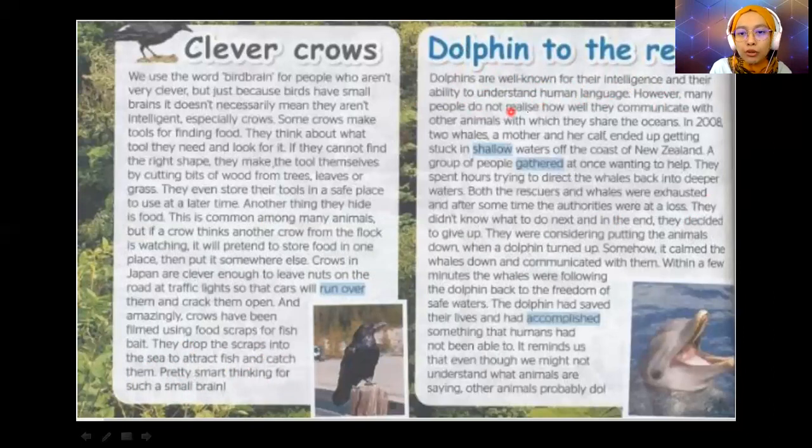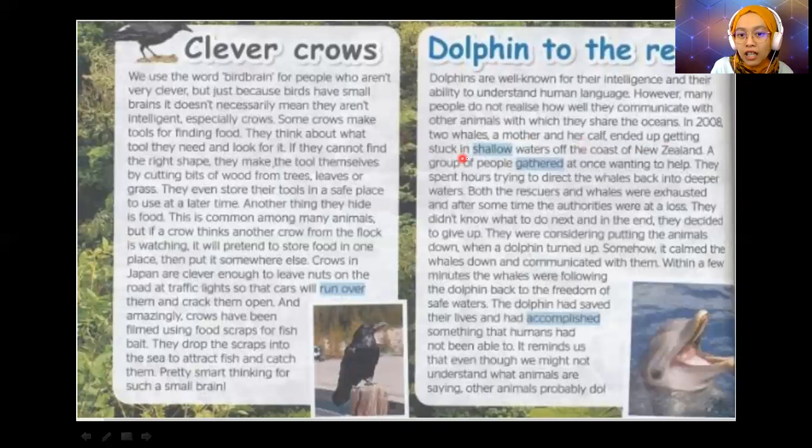However, many people do not realize how well they communicate with other animals with which they share the oceans. Okay, tetapi ramai orang tak sedar betapa pandainya mereka berkomunikasi dengan haiwan-haiwan lain yang tinggal dalam ocean, yang mereka share ocean tu lah. Okay, in 2008, two whales, a mother and her calves. Okay, ada 2 ekor whales. Whales maksudnya ikan paus. A mother and her calves, maksudnya seekor tu mak, seekor lagi tu anak dia.